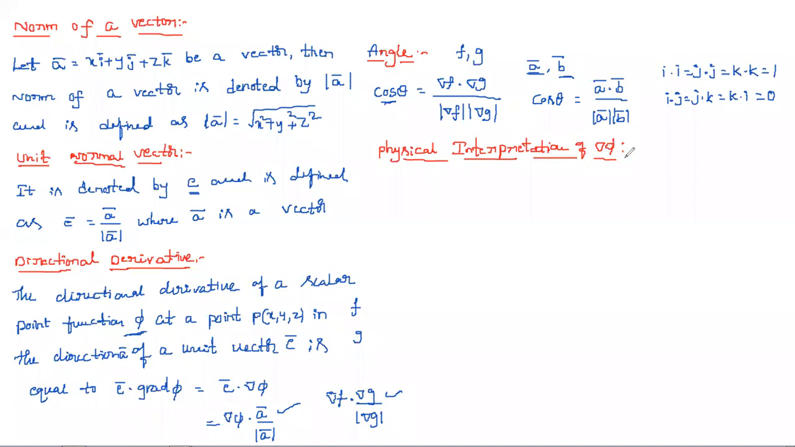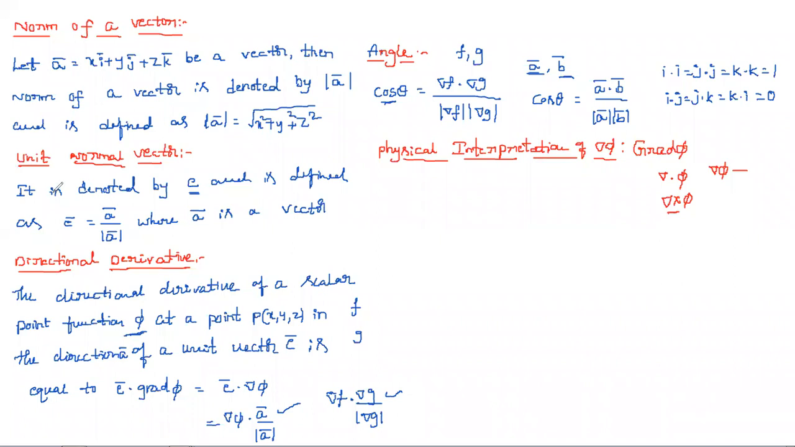Del phi, in symbolic notation, we say grad phi. Please see that carefully. You need to identify the differences. Del dot phi is different, and del cross phi is different, and del phi is different. Del phi is grad phi, del dot is the divergence, and del cross is the curl. Please see the differences carefully. And here we are seeing the physical interpretation of grad phi.